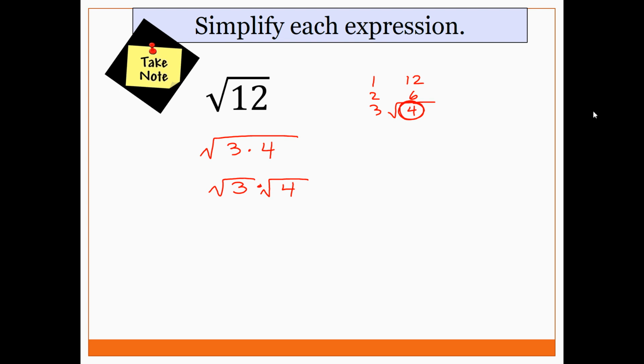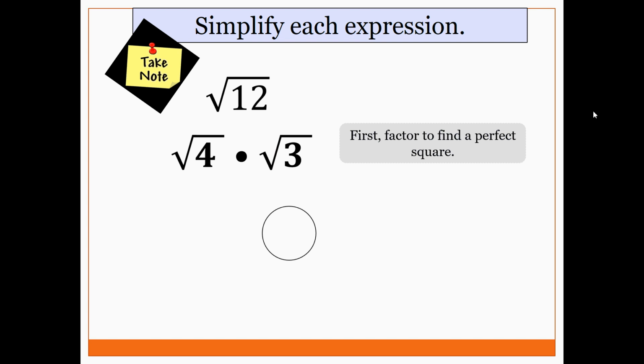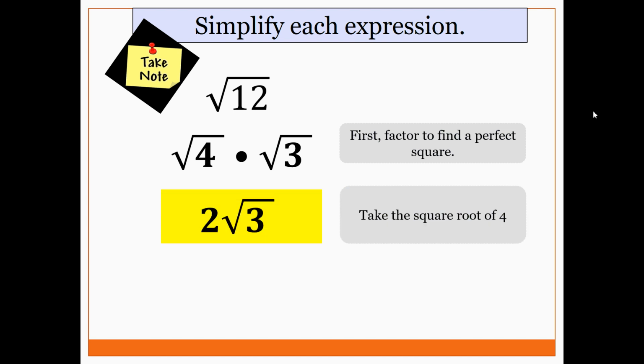Now, once you do this, we can take the square root of the perfect square. We know that the square root of 4 is 2. So our final answer is going to be 2 times the square root of 3. That is the simplified expression. So you're finding a factor that is a perfect square. You're taking the perfect square, which pulls it out of the radical in front, and that leaves what's behind. That's kind of what we're doing here. We're going to go through some more examples. There it is broken down.